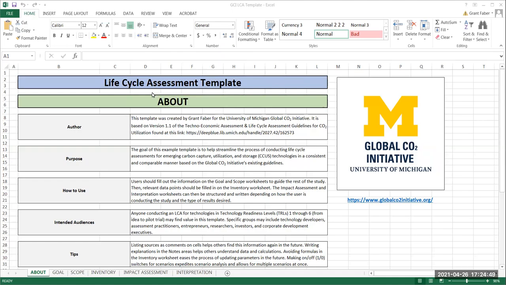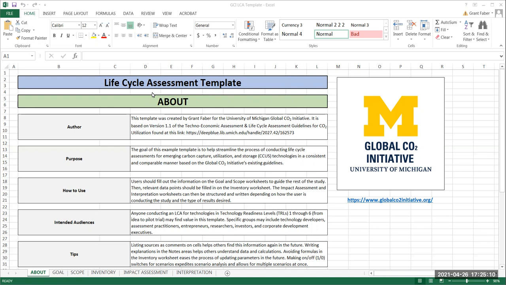I'm Grant Faber, and I'm a researcher with the University of Michigan Global CO2 Initiative. Today I will be talking about our life cycle assessment template, which was created as part of the AssessCCUS project, which itself was funded by the U.S. Department of Energy.